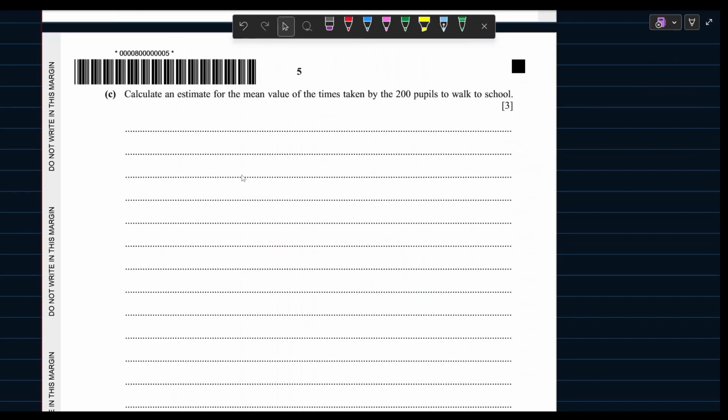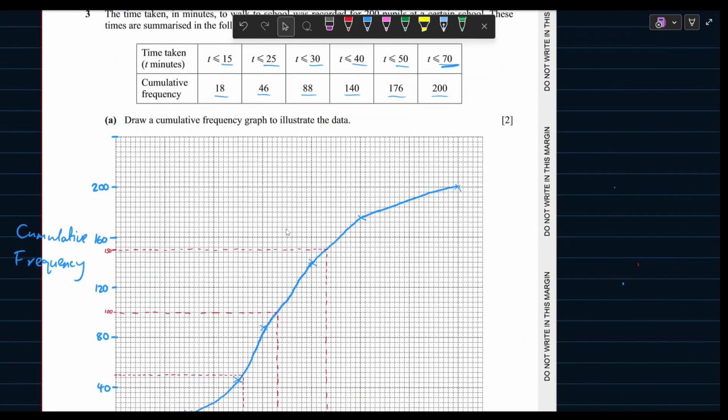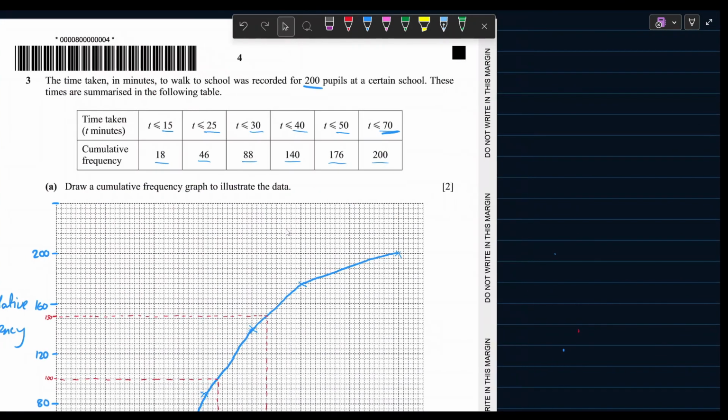Part C says calculate an estimate for the mean value of the times taken by the 200 pupils to walk to school. Alright, so to be able to calculate mean, we need a table of the midpoints of each class against their respective frequencies. So midpoints against frequencies. Frequency. Alright. So let's look at the table we've been given.